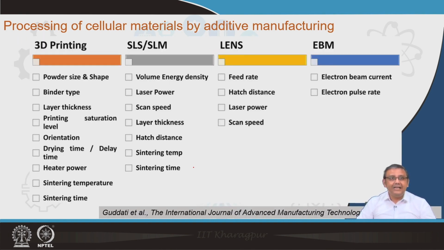So, in this slide, we have discussed the various parameters which control the amount of porosity in the various techniques in 3D printing: SLS, SLM, LENS and EBM. EBM is electron beam melting. All these parameters we need to control very precisely to obtain the final amount of porosity and the final properties that we intend in our final structure.